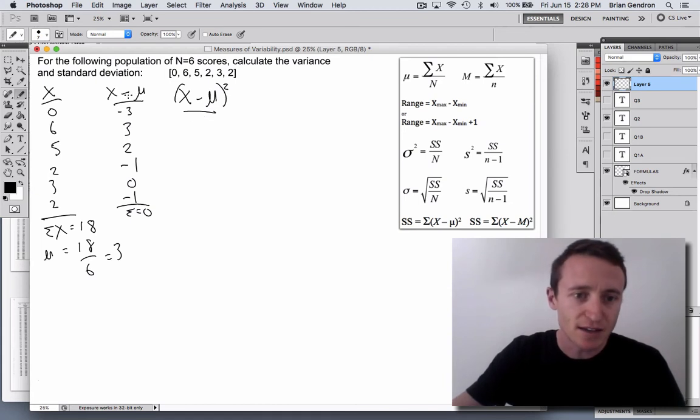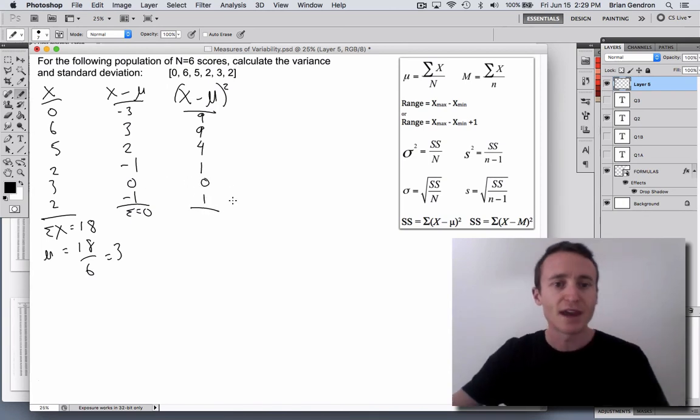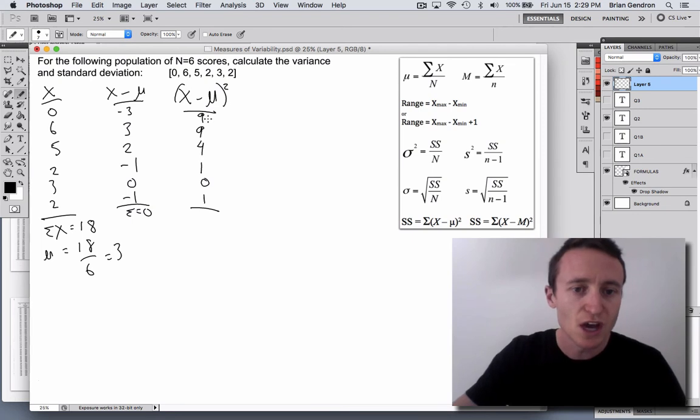So negative 3 is the deviation score associated with the score of 0. We're going to square that value. So negative 3 squared is 9. 3 squared, 9. 2 squared, 4. Negative 1 squared. You get the idea all the way through. And now we have deviation scores squared. And we're going to add those values together to get something called SS. We'll explain what that means in a minute. Looks like we're getting SS equals 24. Again, 24 is the sum of these values.